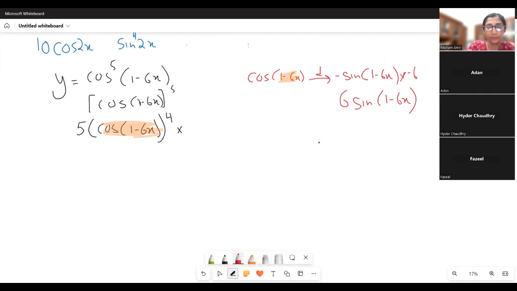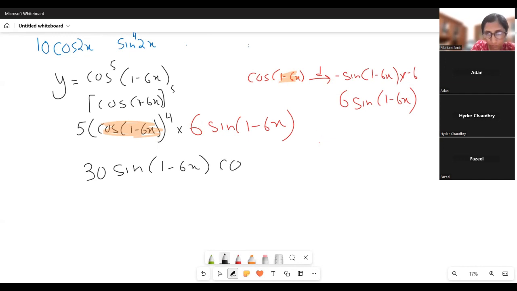So we're going to multiply this times 6 sine 1 minus 6x. So we get 30 times sine 1 minus 6x and then cos power 4 1 minus 6x. Okay, that's correct.